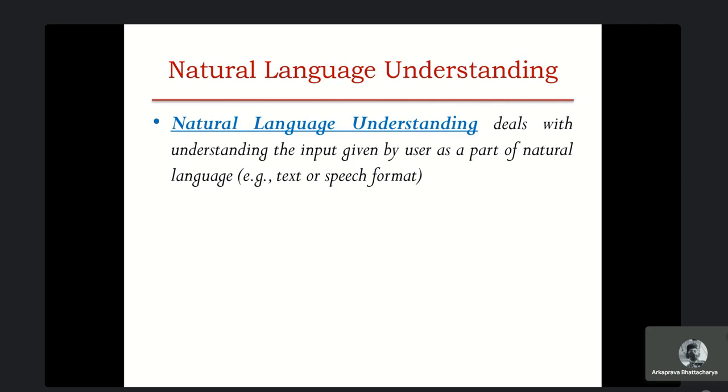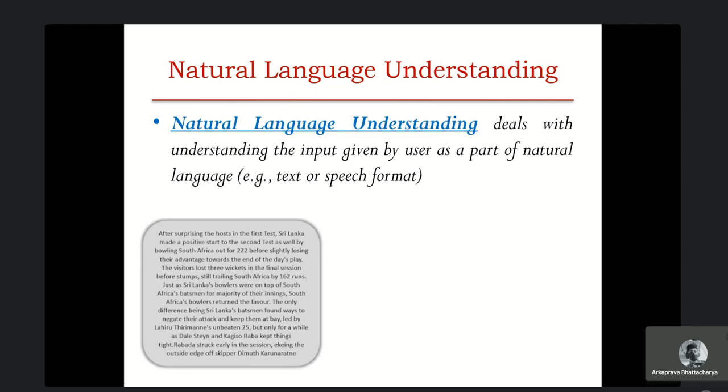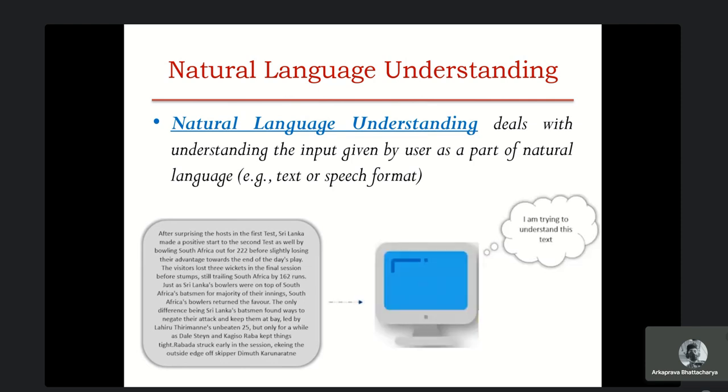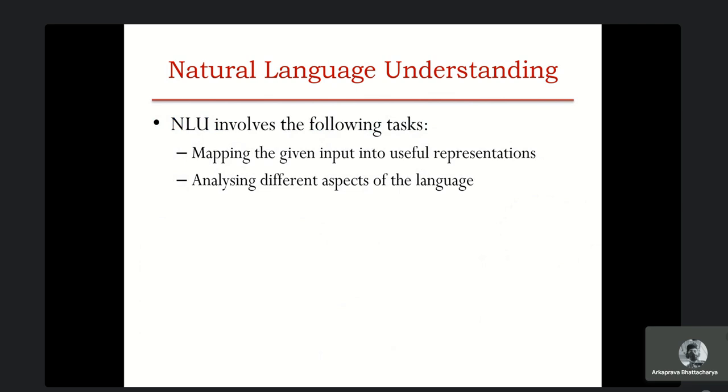So this is where the machine analyzes the different aspects of the language. You can see this is a language which is being fed to the machine and it tries to analyze the language. So natural language understanding involves the following tasks. First one is mapping the given input into a useful representation. Second one is analyzing different aspects of the language. NLUs are mainly used in business applications in order to understand the customer's problems in both spoken as well as written language.